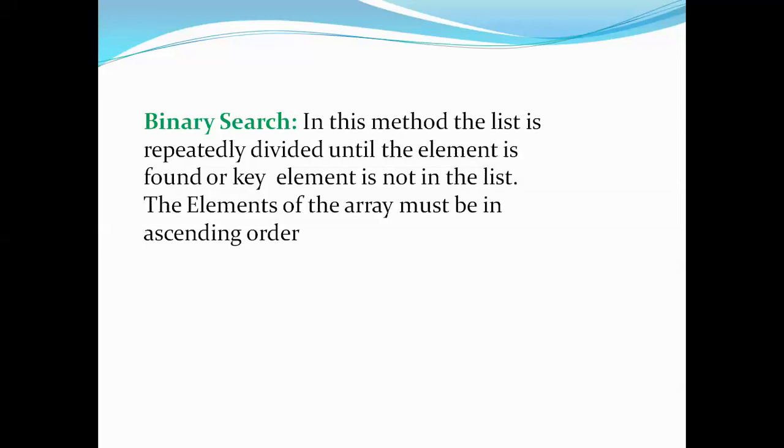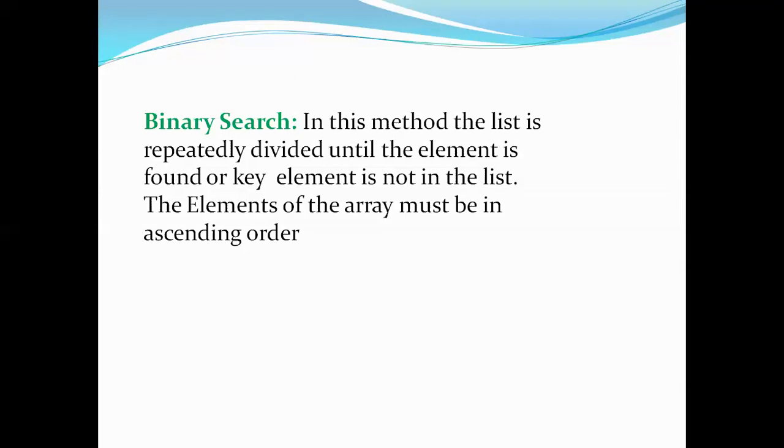To perform this binary search, the elements of the array must be in ascending order. Compulsory, it must be in ascending order. Ascending order means increasing order. While in the case of linear search, the elements can be in any order. However, in binary search, the elements must be in ascending order.